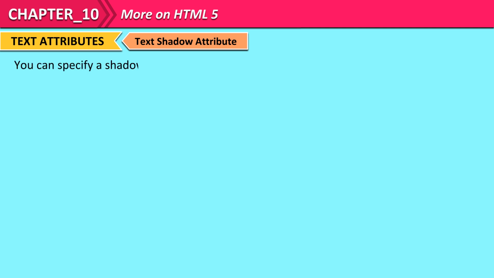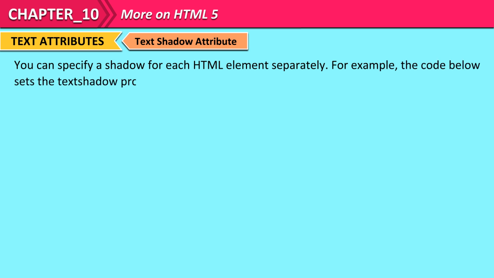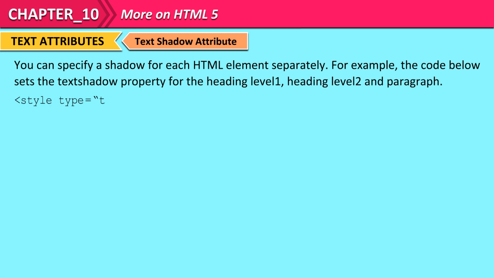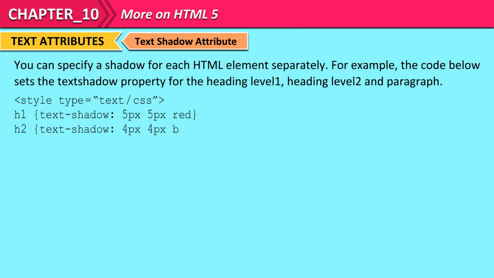You can specify a shadow for each HTML element separately. For example, the code below sets the text shadow property for the heading level 1, heading level 2, and paragraph. Style type is equal to text/CSS, H1, text shadow 5 pixel red, H2, text shadow 4 pixel black, P, text shadow 2 pixel blue. Close style.